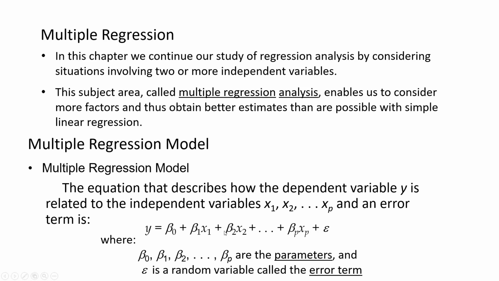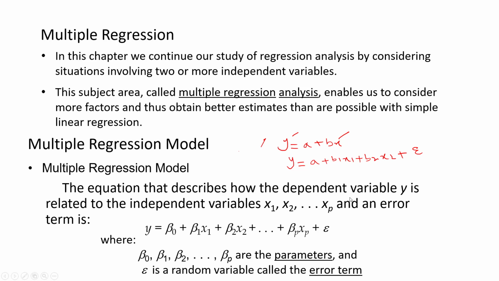Before, it was y equals a plus bx, when we had one dependent variable and one independent variable. For example, if we have two independent variables and one dependent variable, it will be y equals a plus b1 x1 plus b2 x2 plus the error term. Normally we do not write the error term.